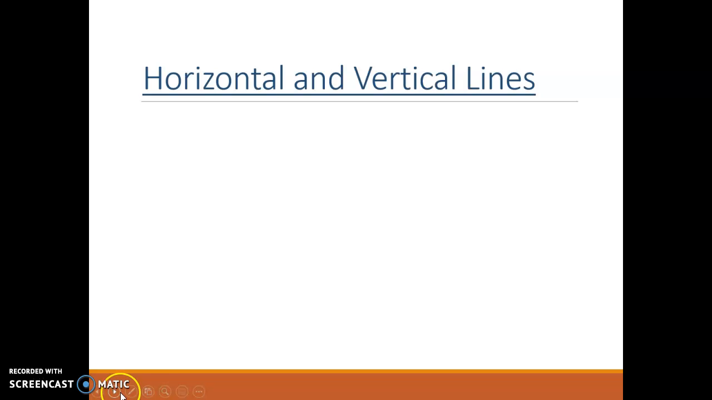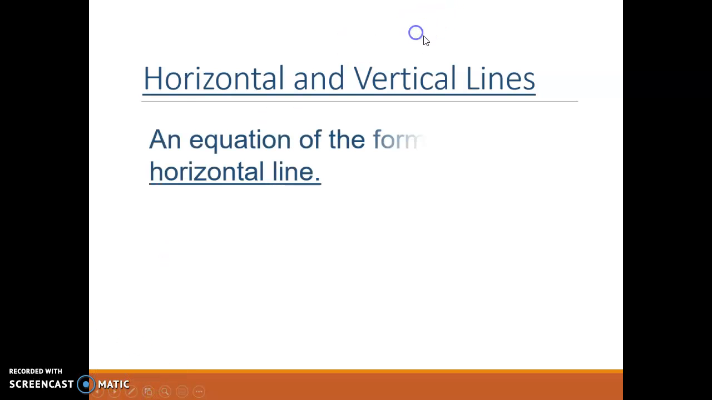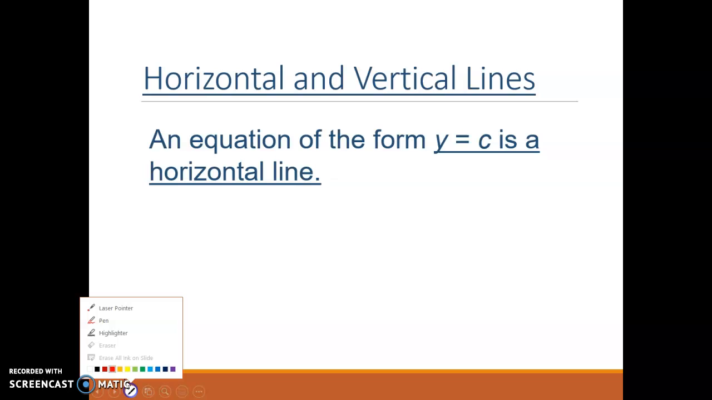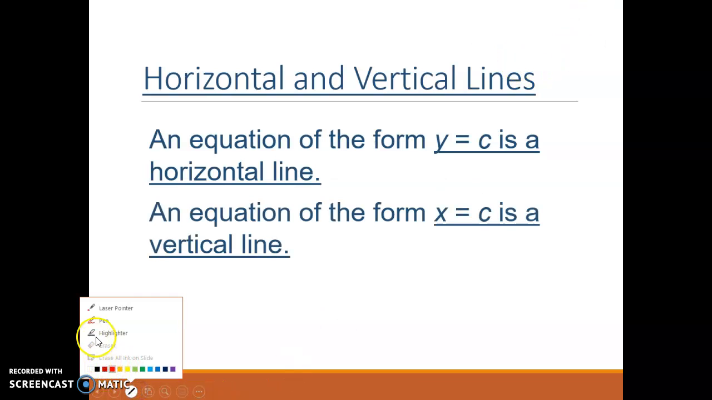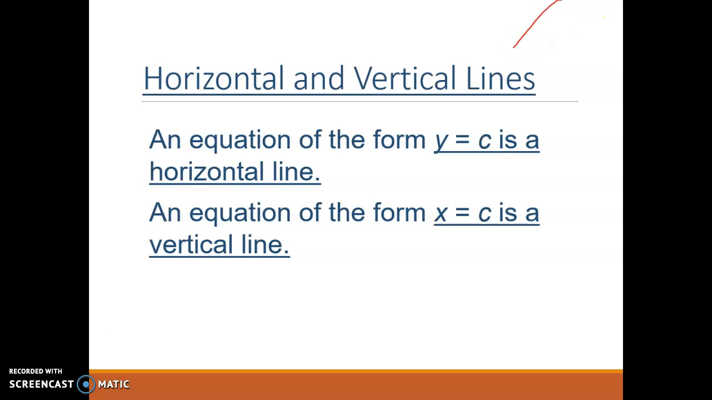Let's talk about horizontal and vertical lines. So far, all we have looked at is when we are graphing and we have these slanted or sloped lines. But there is a possibility that we can also have horizontal, which means this direction, or vertical lines.